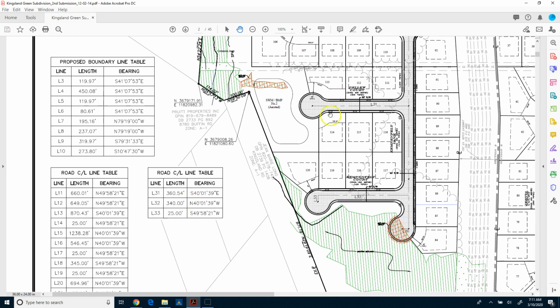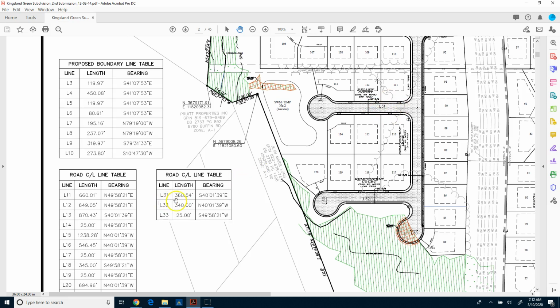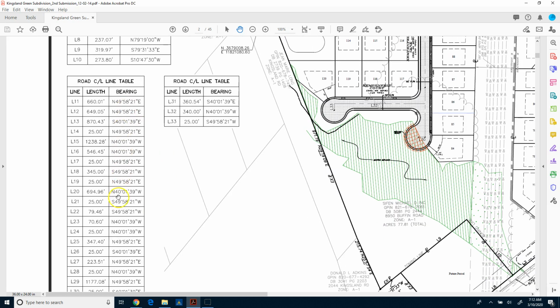Also down here you can see that this particular plan set gives us a road centerline table, and it doesn't show on this sheet, but on a couple of other sheets it actually gives us the coordinates for each one of these points. But if we look at this line 31, which is this line here, 31, you can see that it has a bearing and a length. So we could actually recreate these roads in this road network using this information.